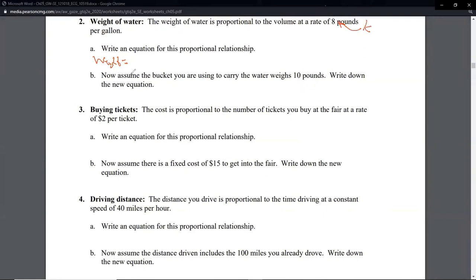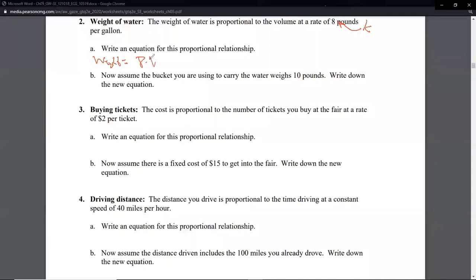Now, maybe it's 1/8. If you had this solved for the volume instead, it would be 1/8, but that's why I said to make sure we're doing this in an appropriate way. And you can always check this at the end. You can plug in some numbers and see if everything makes sense. So 8 times, so that's weight equals 8 times the gallons.